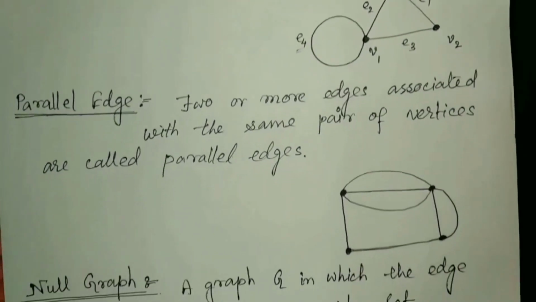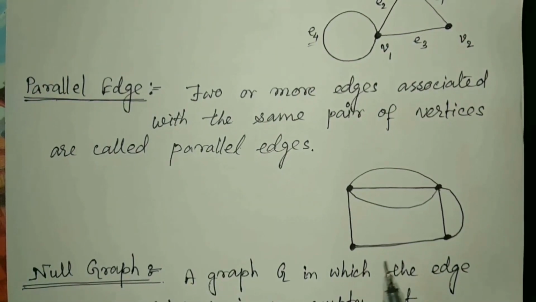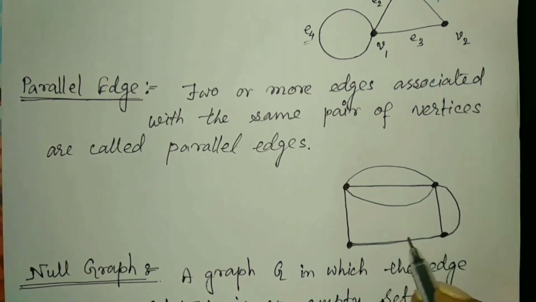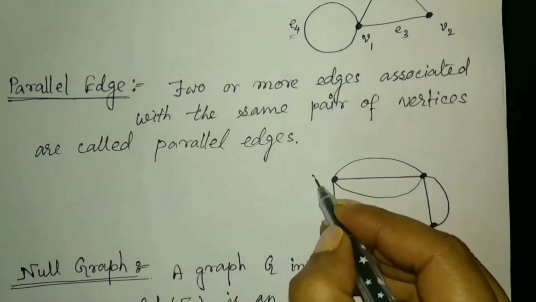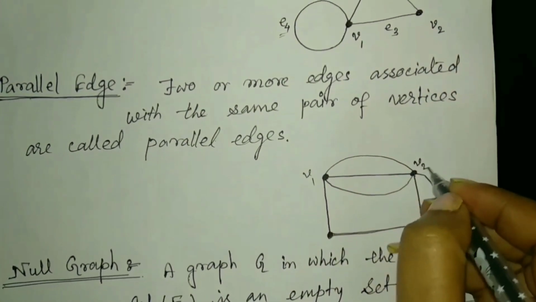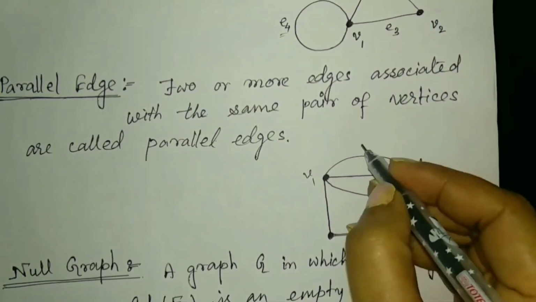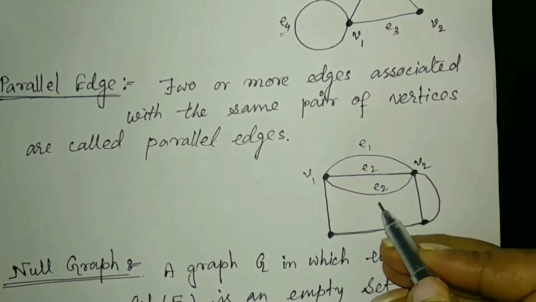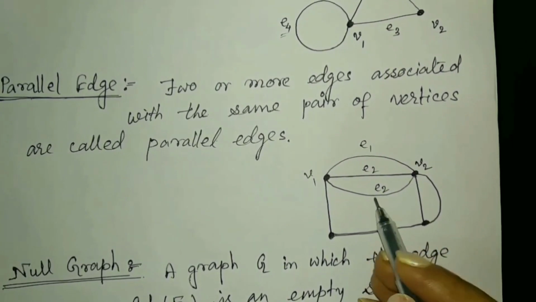Now the parallel edge. Two or more edges associated with the same pair of vertices are called parallel edges. In this graph, look here, if this is V1 and V2, then V1 and V2 are connected with more than one edge. So all these edges are called parallel edges.